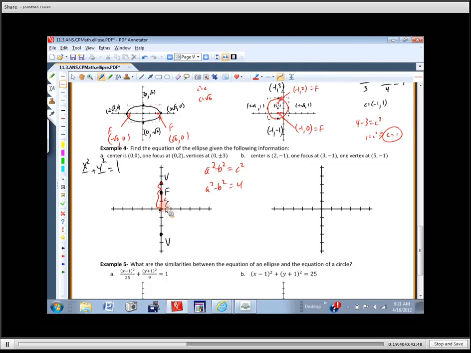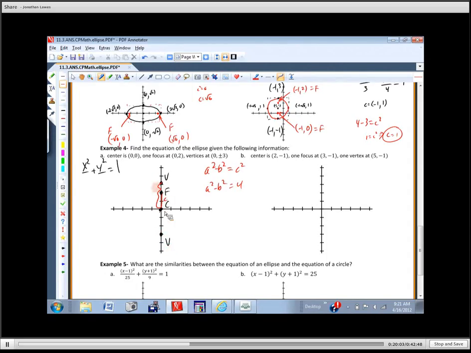Is it a or b? Okay, how many say a? How many say b? Okay. Which axis is this? Is this the major or the minor axis, and how can you tell? This is the major axis. Why? Because the foci are on there. That's got to be the major axis, so this has to be the big one.